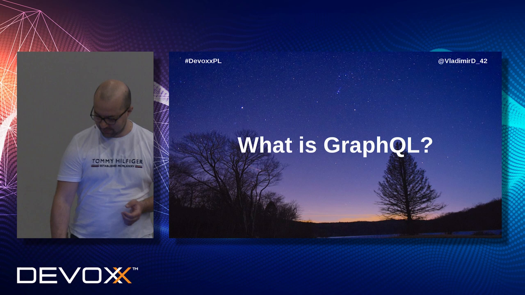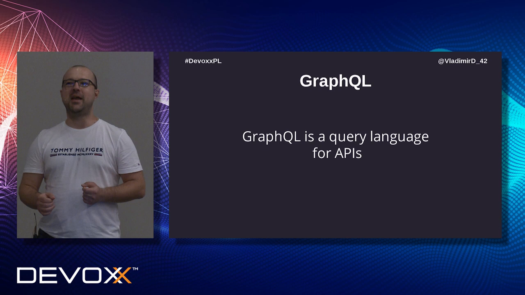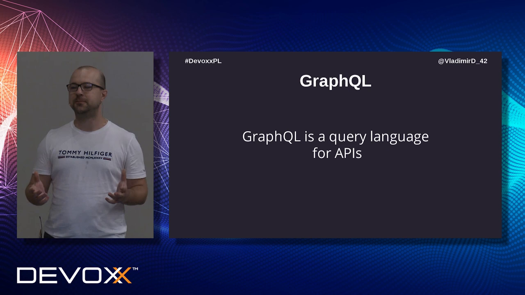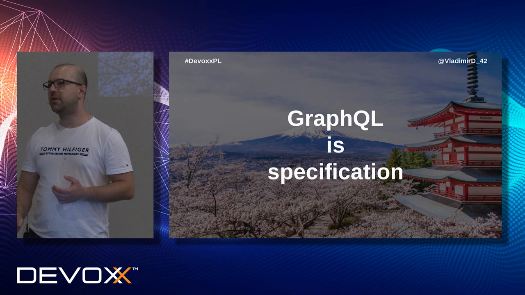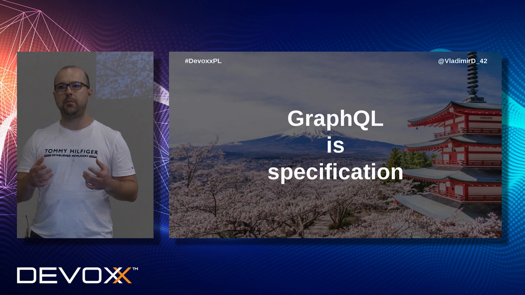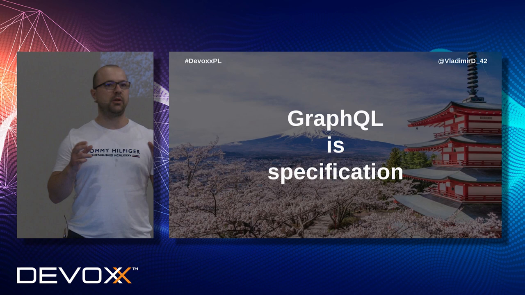GraphQL is a query language for APIs. When I read this, I was like, okay, but what does it even mean? So I continued reading more and more, and I came to a very simple answer to what GraphQL is. GraphQL is a specification, nothing more and nothing less. It originated from Facebook, because when they were building some APIs, they encountered some problems, and GraphQL was their solution to those problems.